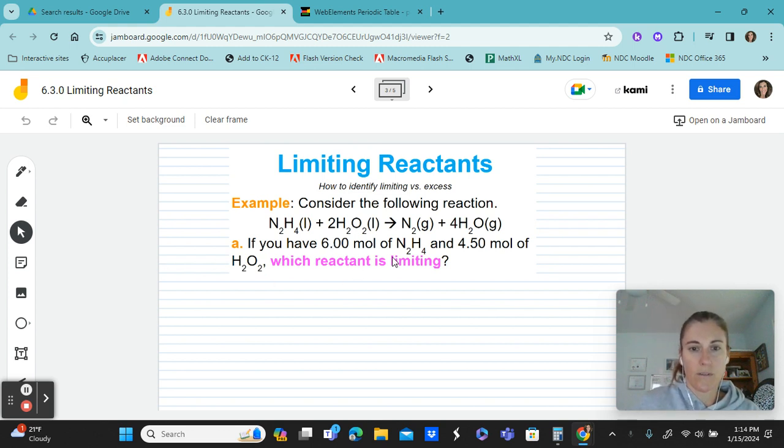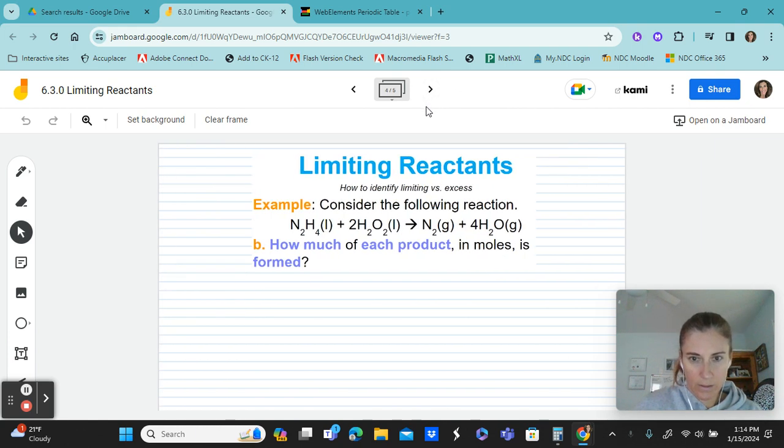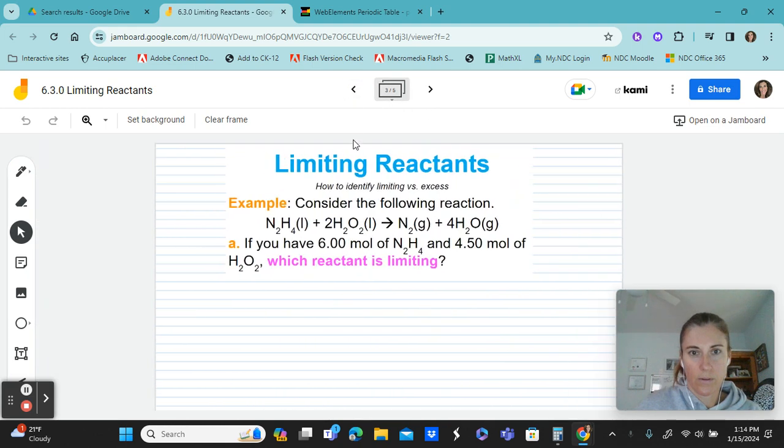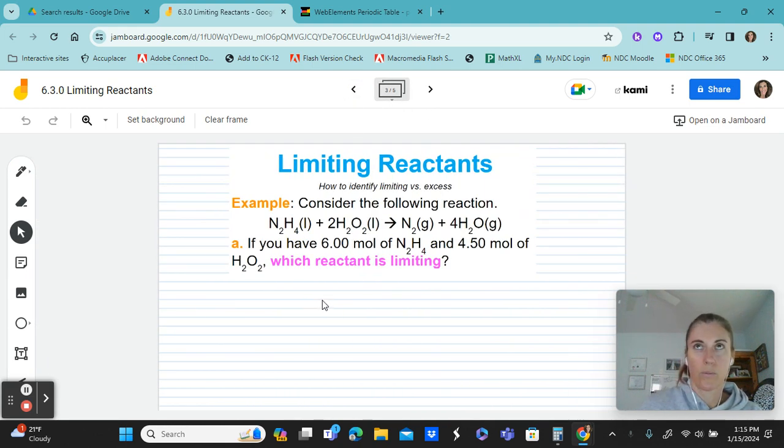So if we have 6 moles of N2H4 and we have 4.50 moles of H2O2, we want to know which reactant is limiting. Sometimes they'll ask you how much of a product you're going to make, so I'm just thinking ahead to make it less work. We can solve this in several different ways. What I'm going to do is pick a product to solve for. I'm going to solve for N2 both times, using my givens, and I'm going to do two stoich problems.